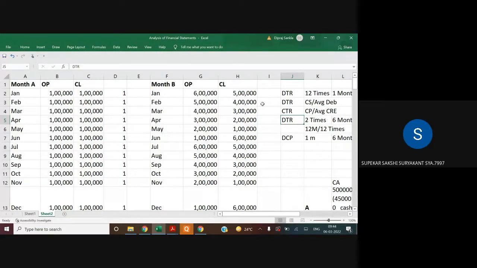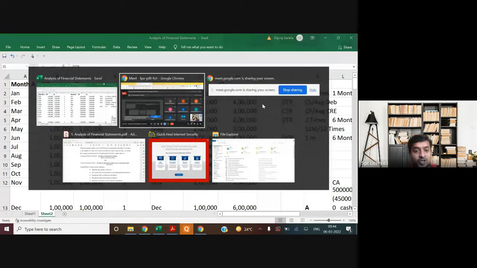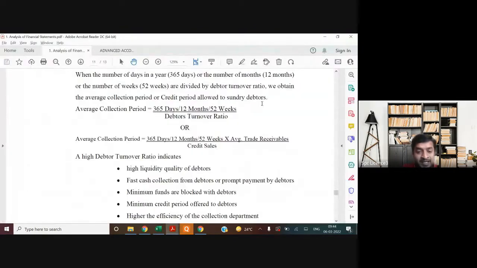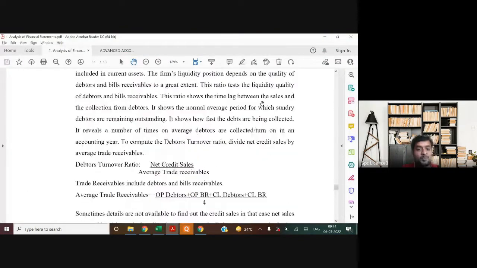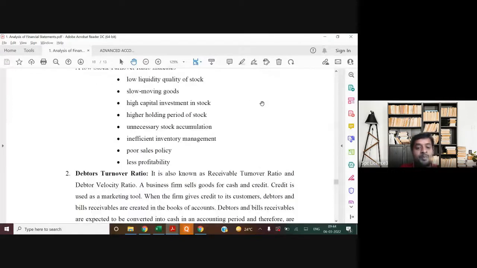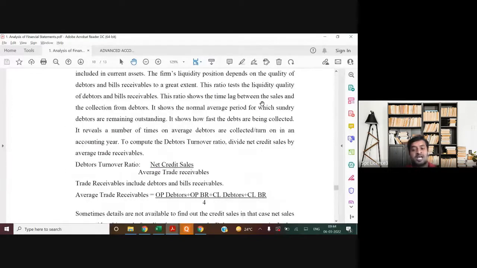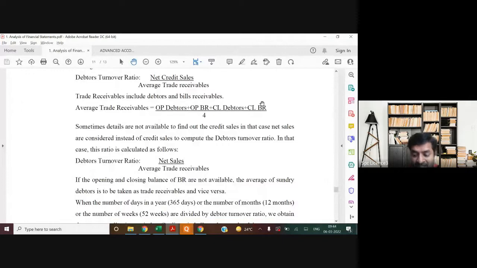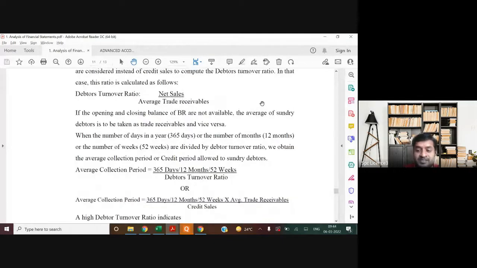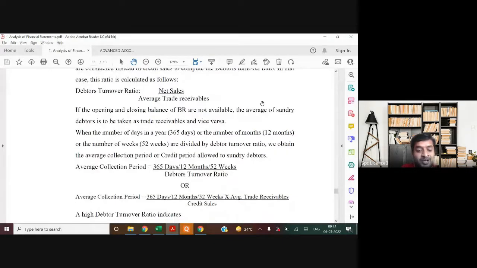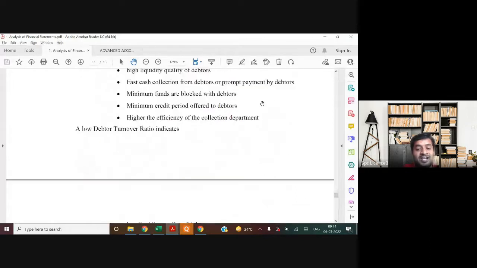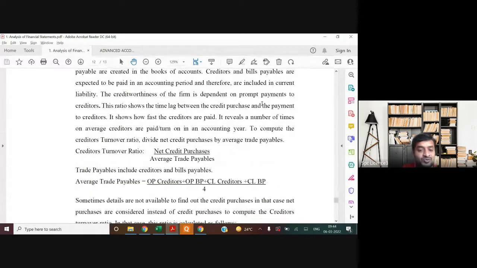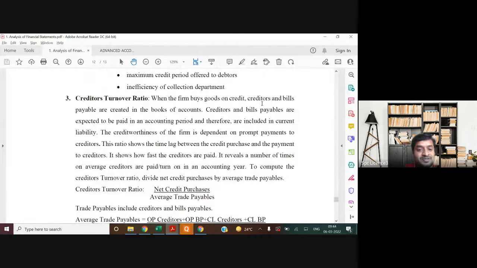So in creditors turnover ratio, you will calculate how promptly creditors are paid, how many times on an average goods are purchased on credit from the creditors, and how many times creditors are paid during an accounting year. That you will identify in creditors turnover ratio. Understood? And the higher the creditor turnover ratio, the higher is the creditworthiness of the firm in the market.